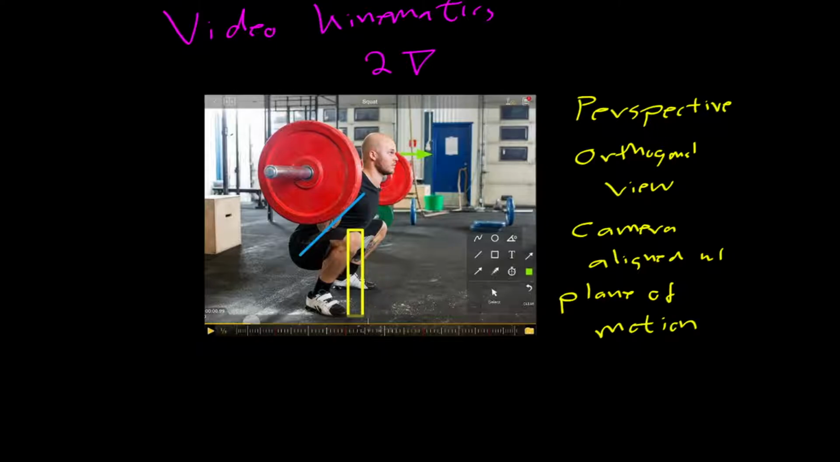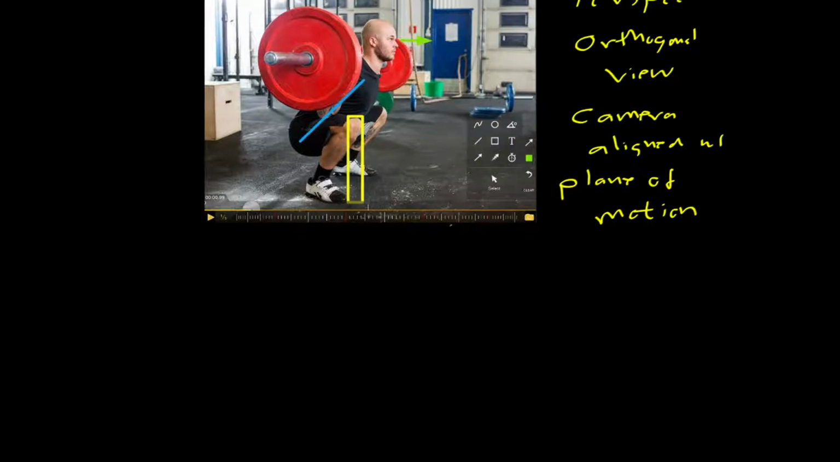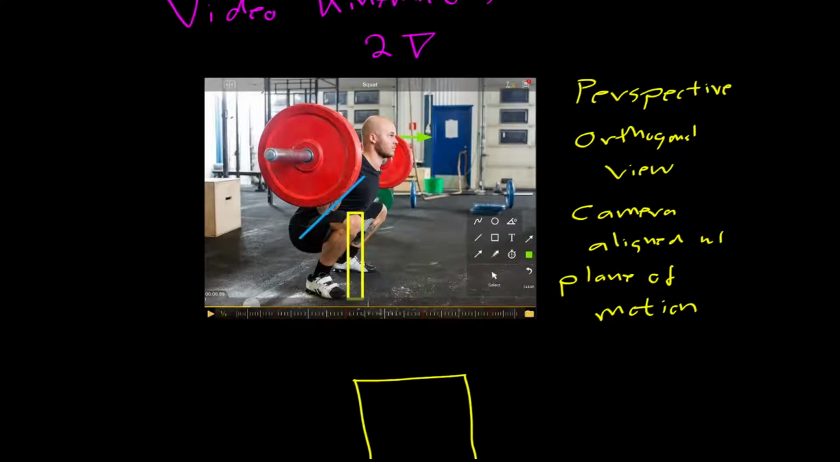So in the squat, generally, sometimes we're interested in the sagittal plane motion, right? So what you want is, if the sagittal plane is like this, you want your camera to be facing directly at the sagittal plane. The problem with this picture is that the sagittal plane is oriented like this, and you can tell because you can see this part of the barbell and this part of the barbell. And the camera is at an angle.